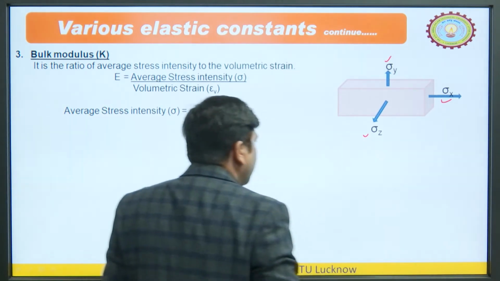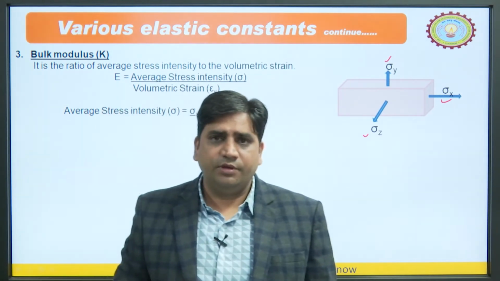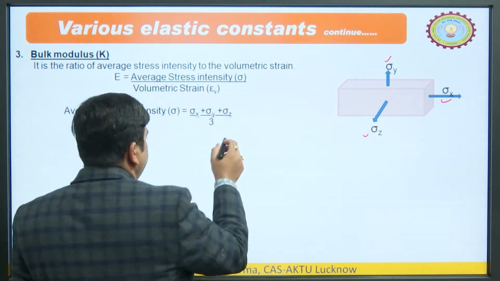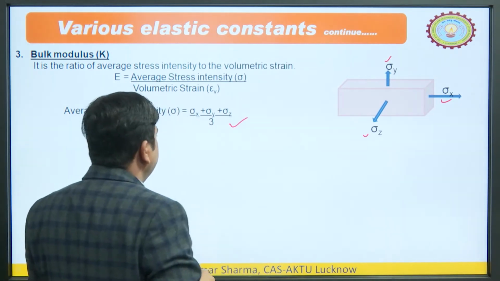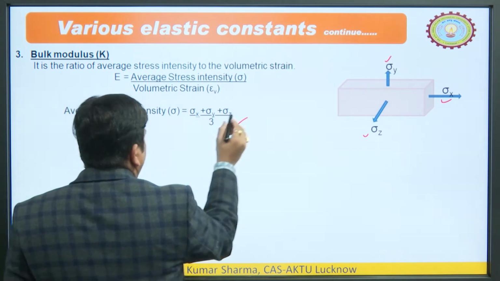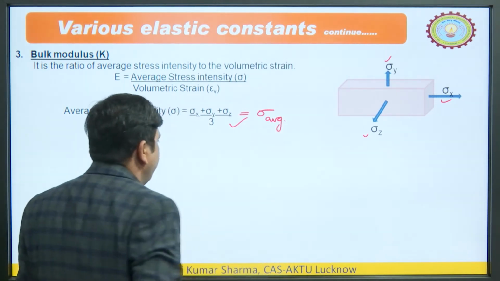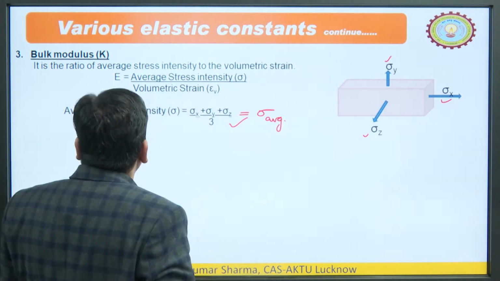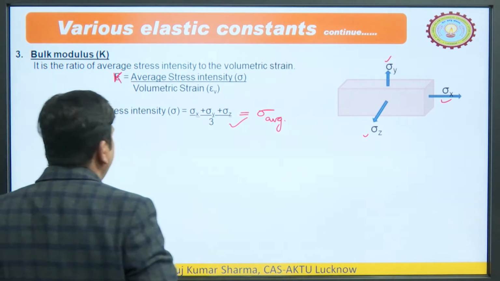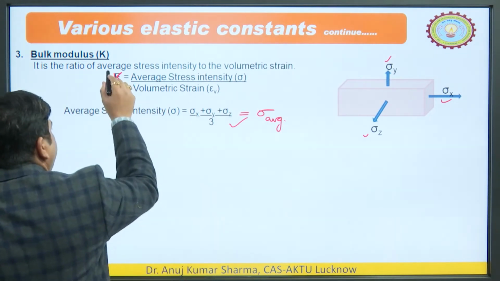Then the average of these 3 stresses would be how much? If you want to have average, it means sigma x plus sigma y plus sigma z by 3. So, this is the average stress. Generally we call it sigma AVG, average. Now, bulk modulus, please correct it, it is K. So, K is the average stress intensity divided by the volumetric strain.